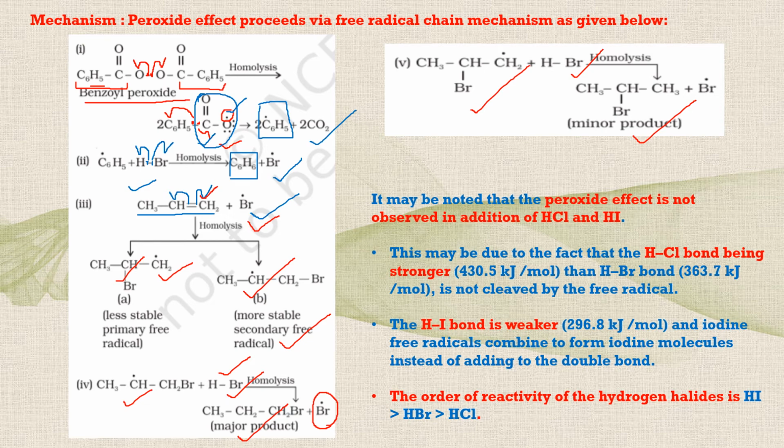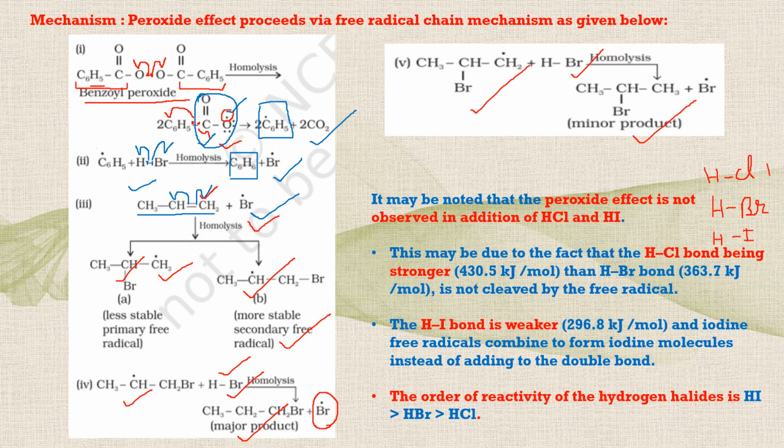Now here something very important from the reasoning point of view: the peroxide effect is not observed in addition of HCl and HI. It is observed only in case of HBr. If you have HBr in the presence of peroxide, only then the peroxide effect, or Kharash effect, or anti-Markovnikov addition is observed. Why is that? If you compare the three hydrogen halides in order, moving from top to bottom in group 17, you have chloro first, then bromo, and then iodo. So I'm writing the hydrogen halides in the same order.